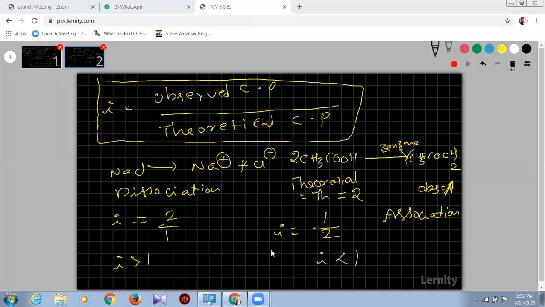Someone is asking whether they will provide the Cp value. Yes, we will look into all these things. Okay, so you will understand now. Someone asking, sir, how to know when we will have the association? In the data they will provide. In the problem they will provide the data.